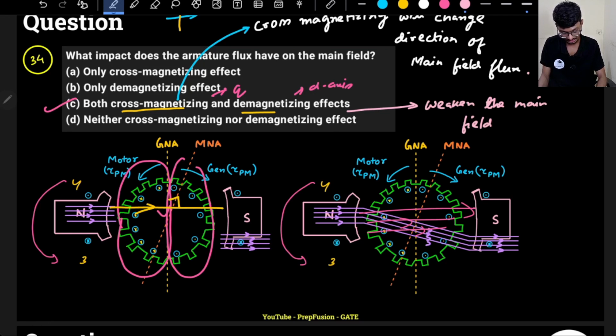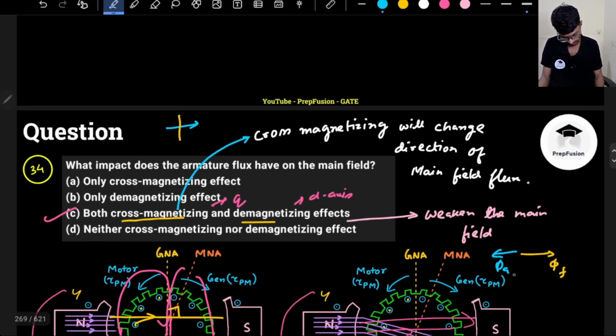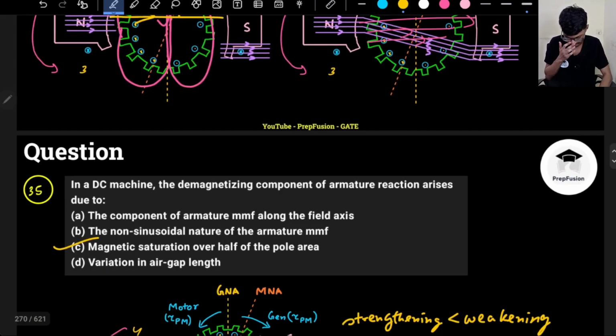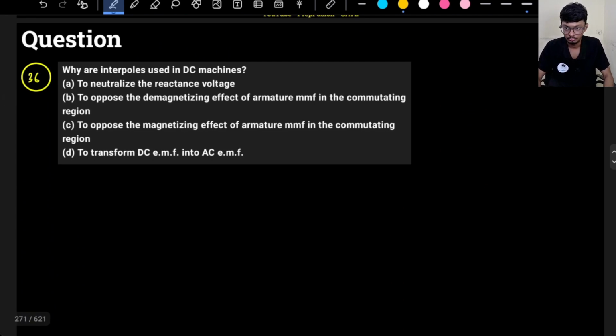So demagnetizing will be along anti-parallel to the main field flux. If the main field flux is here, demagnetizing will be here. So this will be the demagnetizing flux, Fa demagnetizing, and if the main field flux is here, the cross magnetizing will be here or here, that is Fa cross. Okay, so I hope this basic distinction is clearer to you. So let's do more theoretical questions.